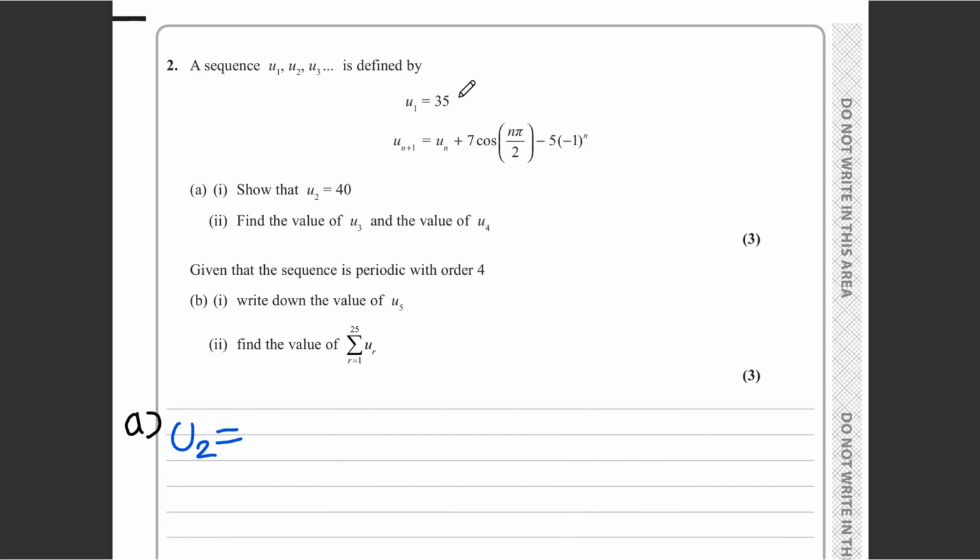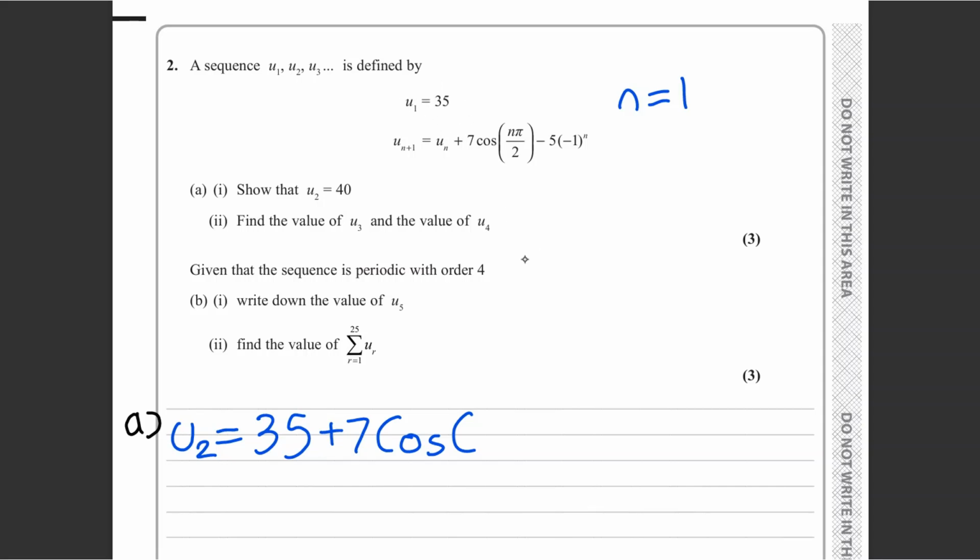Okay, so u2 is going to be equal to un, so here un is going to be u1, so this is 35, and then it's plus 7 cos. Now here we have n. As we've subbed in u1 for un here, therefore here n is equal to 1. Be careful with this, don't make the mistake of thinking n is equal to 2. n is equal to 1 because un here that we've subbed in is u1.